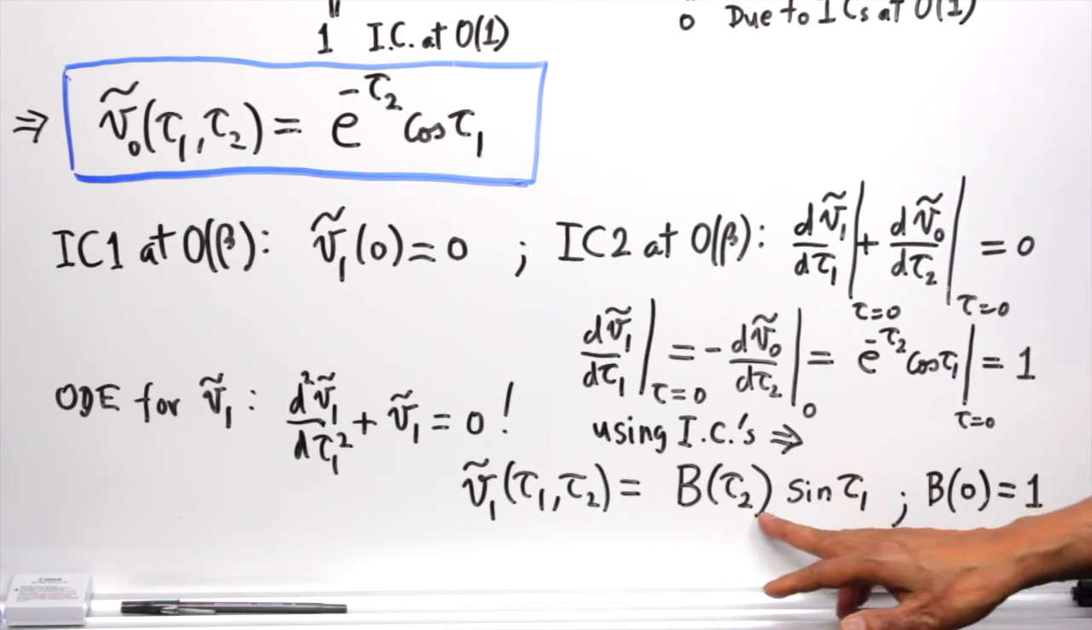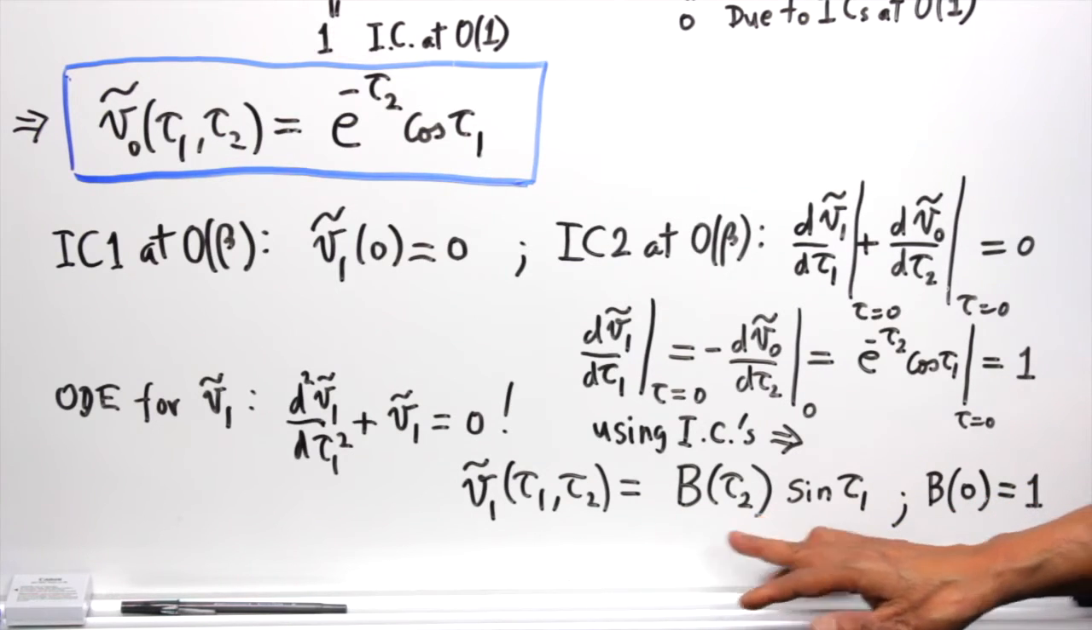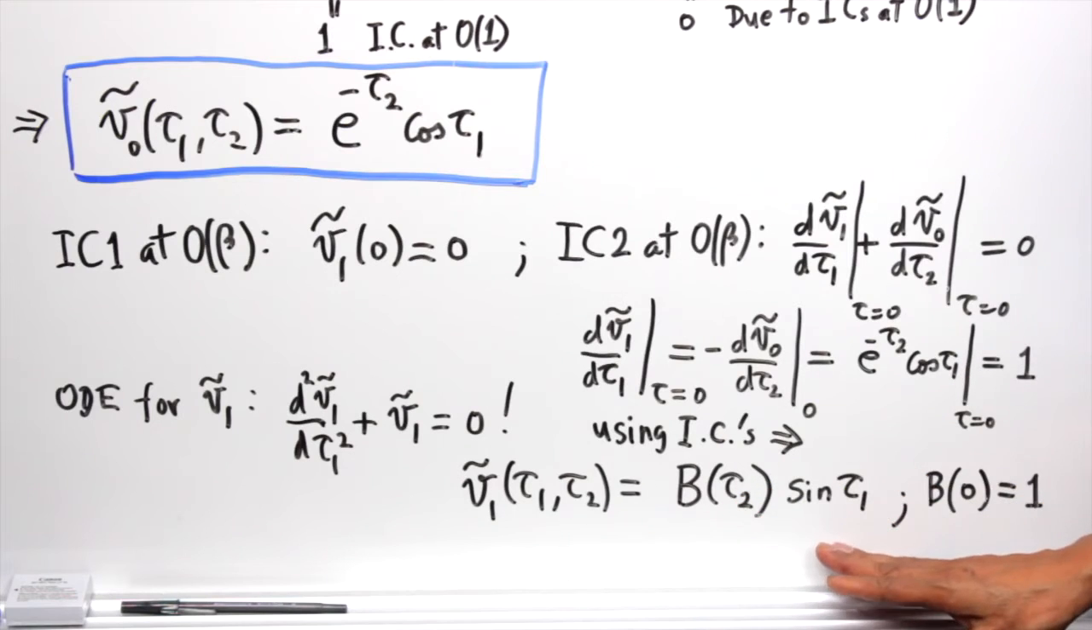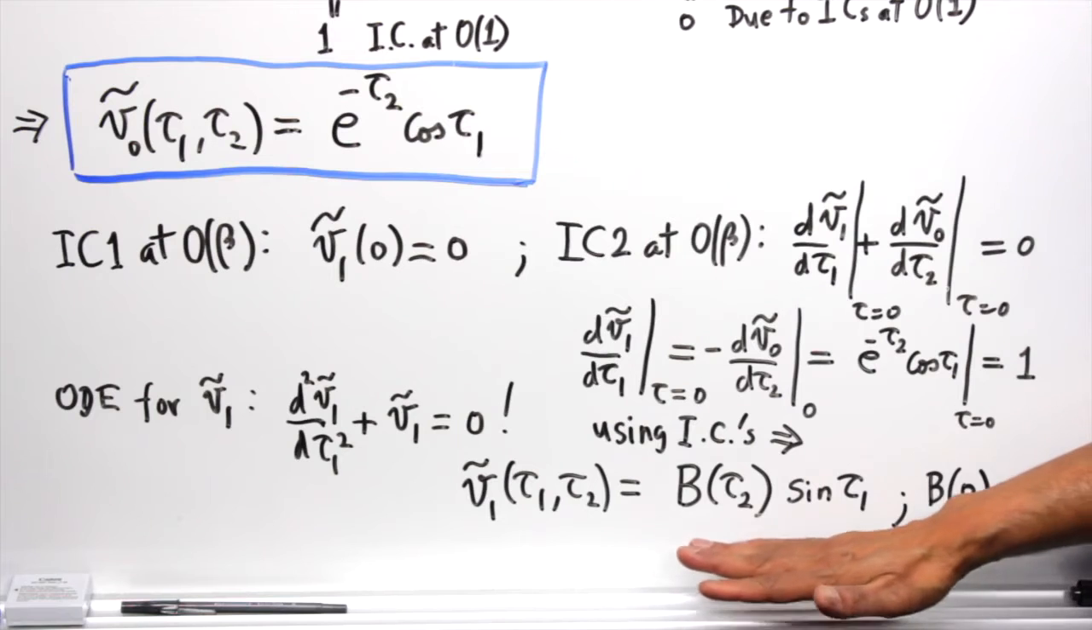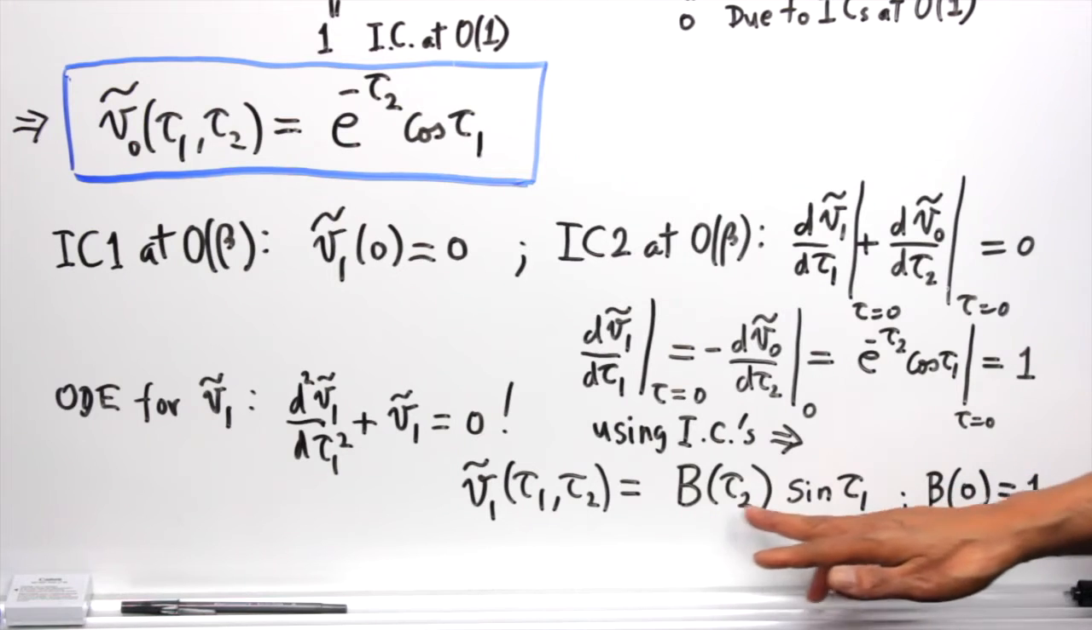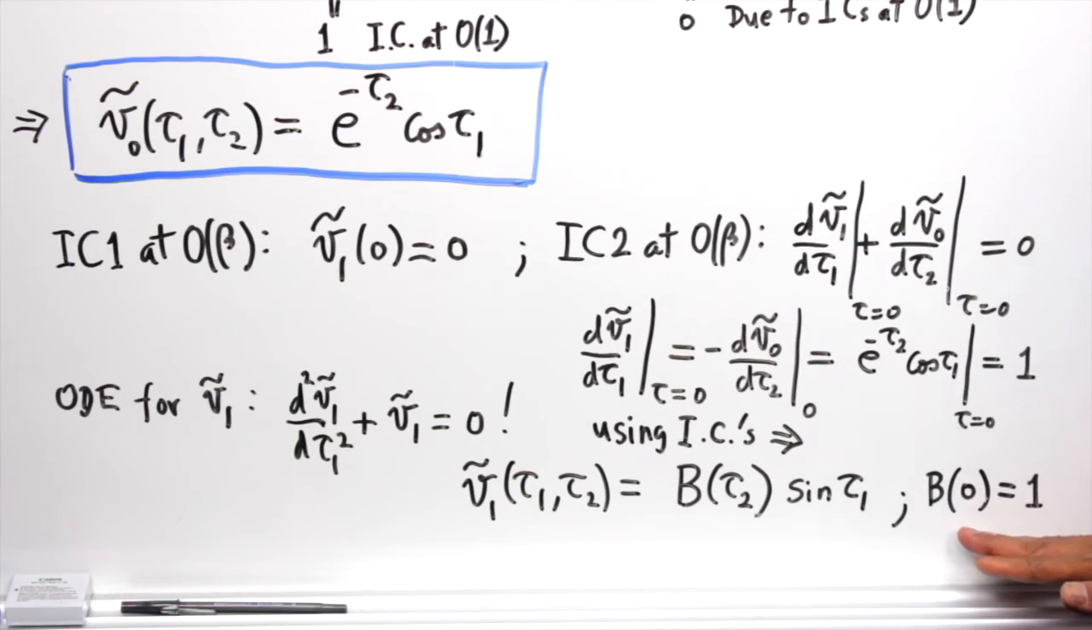And so this function, capital B, needs to be found, but the form of the correction to this solution that we had at previous order is quite simple. This dependence is still to be found, and that is what we will turn to next.